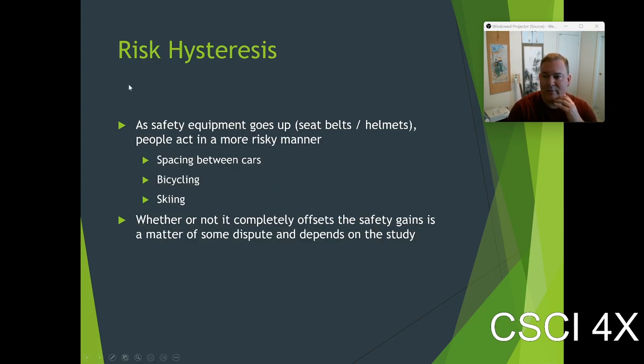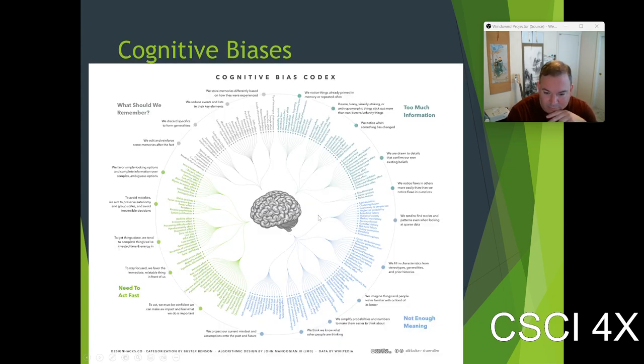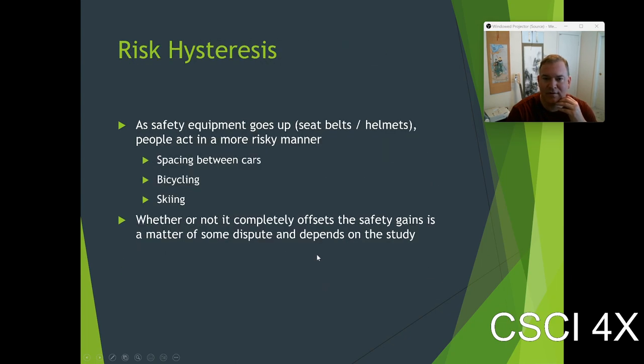And then the last thing I want to talk about was something called risk hysteresis, what is the name of it? The Peltzman effect, I think. Risk compensation is another name for it. Basically the notion is, when you give safety gear to people, they act in a more risky manner because they feel safer. Putting seat belts on cars causes people to drive closer to cars in front of them. If you put a helmet on a bicyclist, they will bicycle more aggressively than if they know they'll die if they fall. Skiing, martial arts is another example. If you put gloves on people, they punch harder, right?